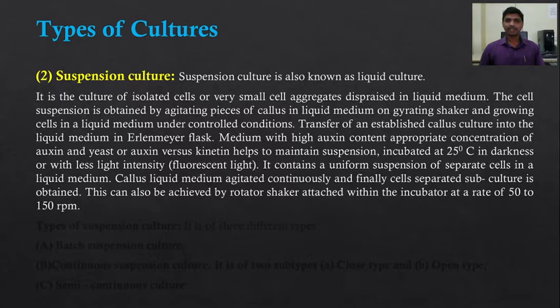Here also we can use high or moderate oxygen content, or we can also add kinetin, that is the cytokinin, to maintain the suspension. So such a suspension culture is incubated at 25 degrees Celsius in darkness or with less light intensity. It contains a uniform suspension of separate cells in a liquid medium. The callus is agitated continuously in the liquid medium, and finally a subculture of separated cells is obtained. So the callus cells, that is the unorganized mass of cells, are agitated continuously on a gyrating shaker, and finally we get the cells separated by subculturing.